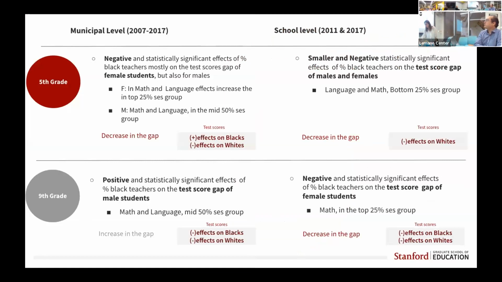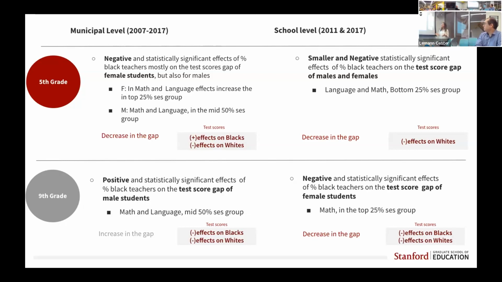according to socioeconomic status. I tried to summarize my findings instead of showing you the tables, but I know that you are all familiar with a lot of tables. Basically, what we found at the municipal level in the fifth grade is a negative effect of Black teachers on female test scores.